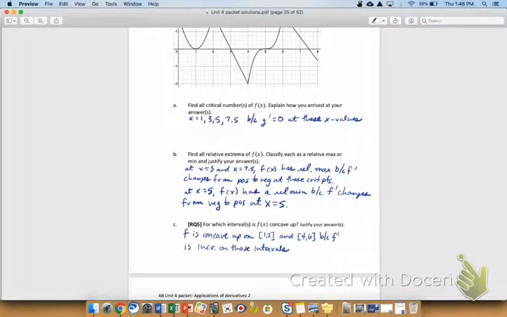Okay. So A just said list out the critical numbers and explain why. So I listed them out. Was anybody tempted to list out endpoints in that list? Yeah, so people tend to group those together. So critical points are simply where f prime in this case is 0 or f prime doesn't exist.